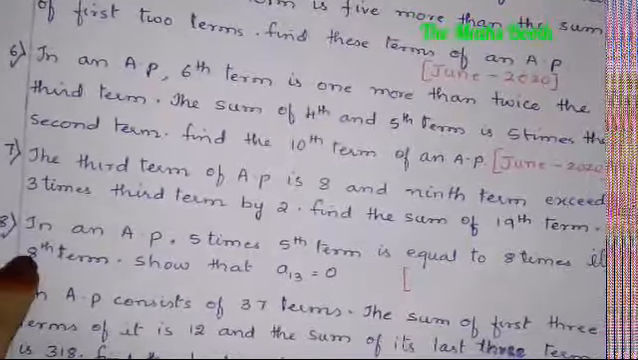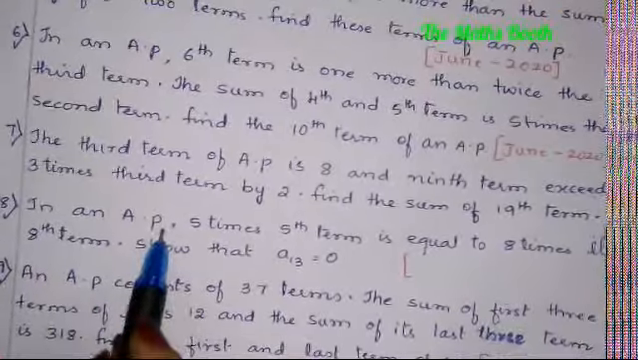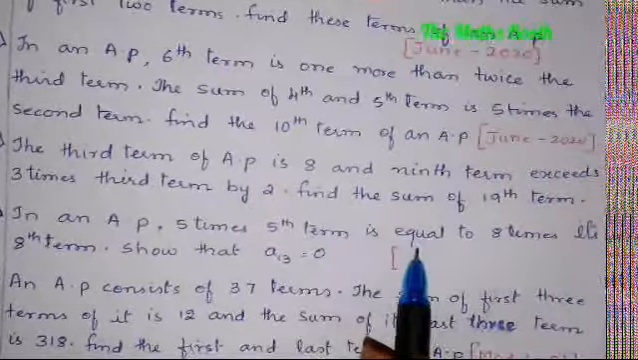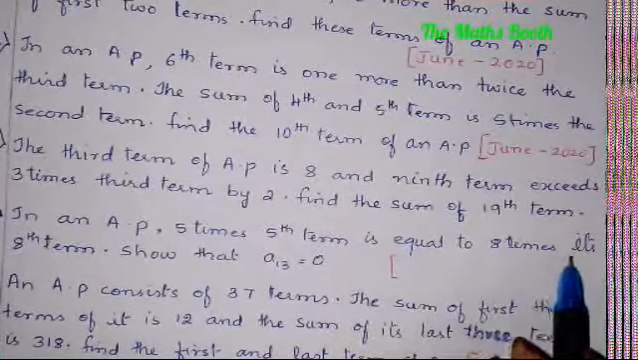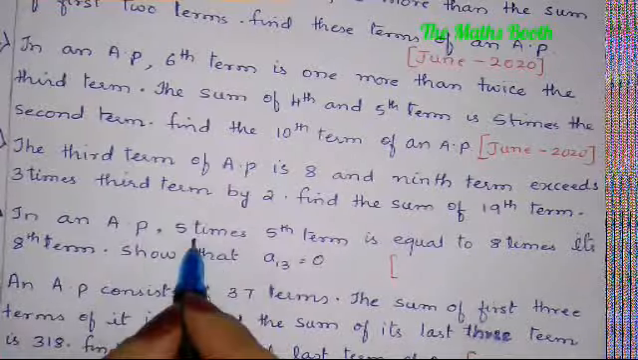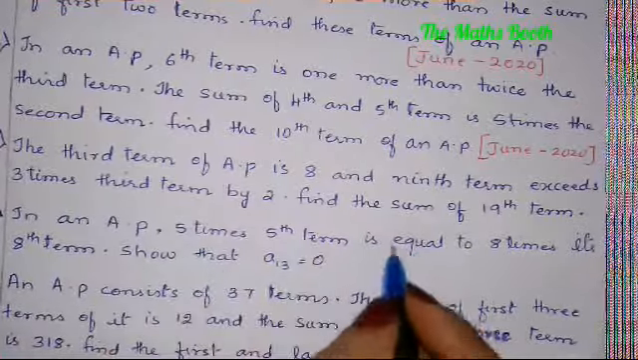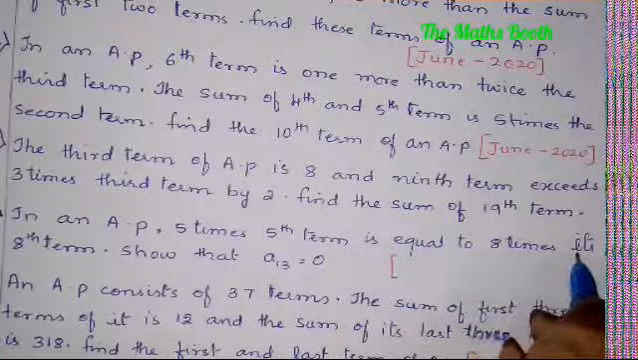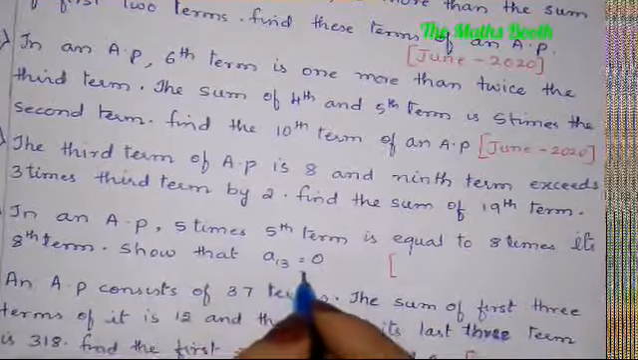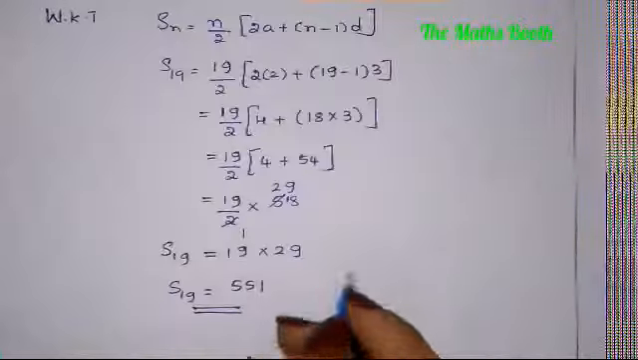So question number 8. In an AP, 5 times the 5th term is equal to 8 times its 8th term. Show that A13 is equal to 0. So let us find. It's a very easy problem.